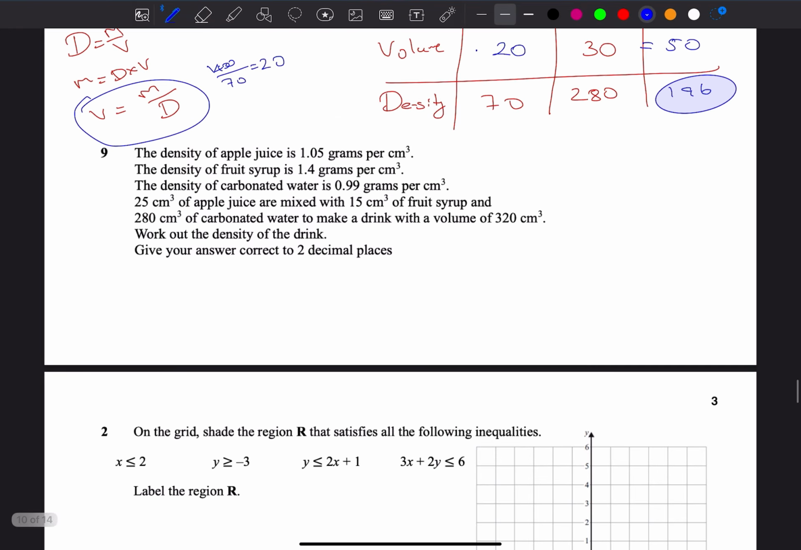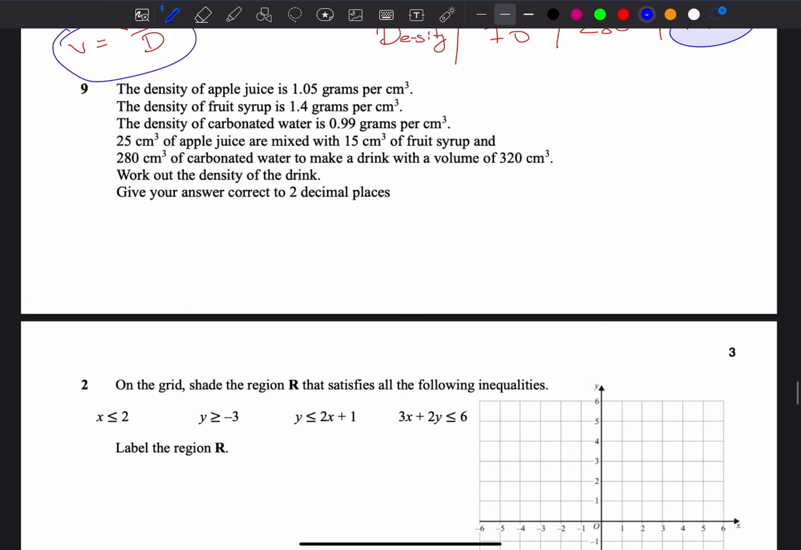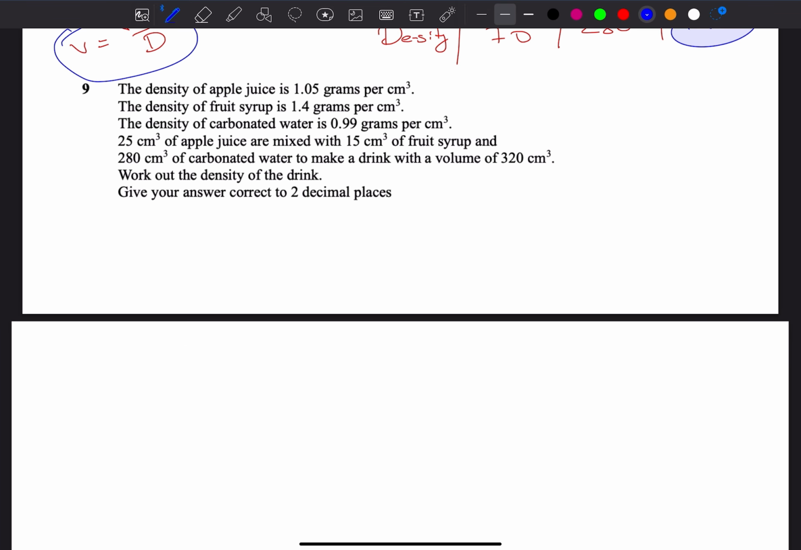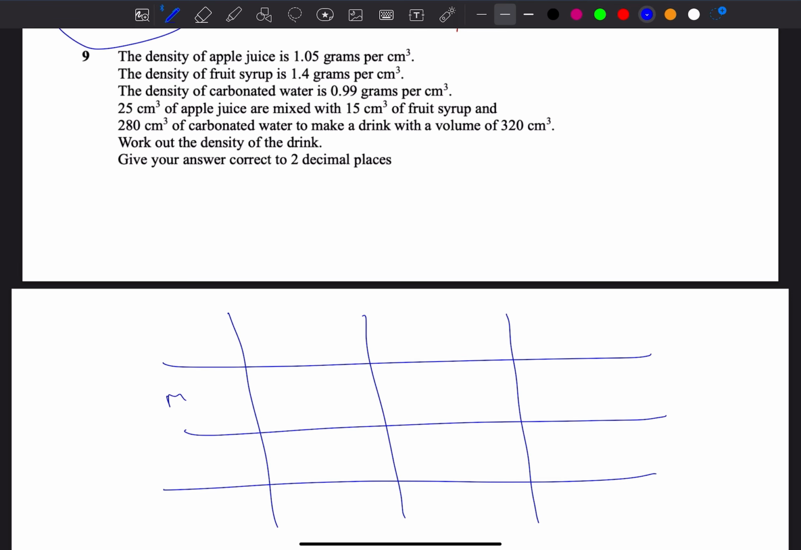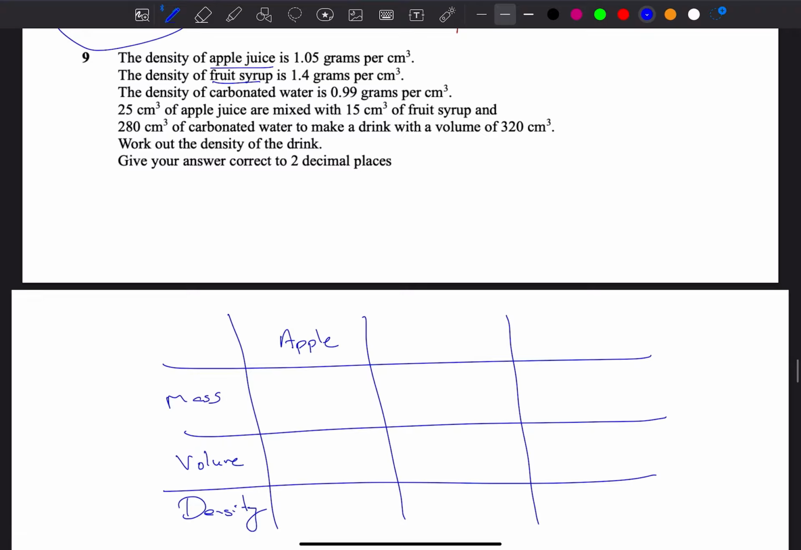Okay. The next one. Again, another density equation. Mass, volume, density. So what do we have? We go apple juice. Then we go fruit syrup. Then we go carbonated water. To make a drink.